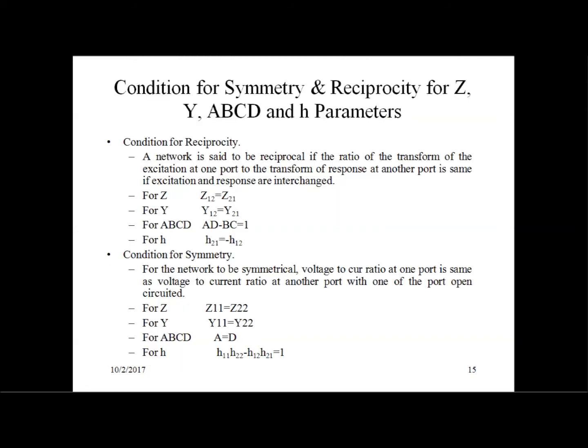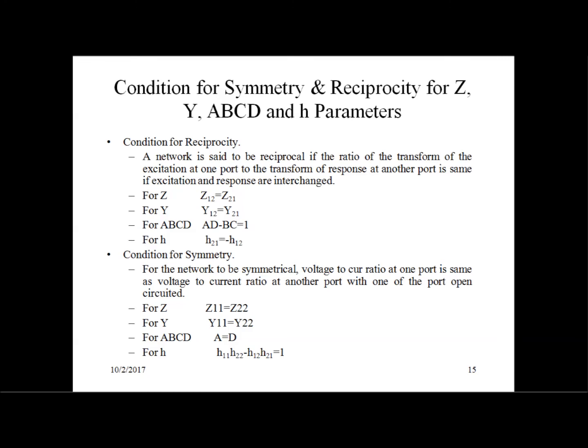Condition for symmetry and reciprocity for Z, Y, ABCD and H parameters. First, let's see the definition. A network is said to be reciprocal if the ratio of transform of excitation at one port to transform of response at another port is the same if the excitation and response are interchanged. This is the condition for reciprocity for Z, Y, ABCD and H parameters.